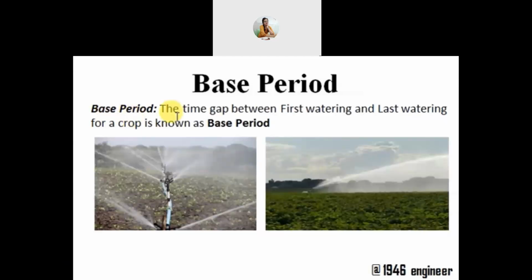And if you look at the base period, the time gap between the first watering and last watering of a crop is known as base period. This base period is related to watering. Usually, the crop period is more than the base period. They are two different terms.